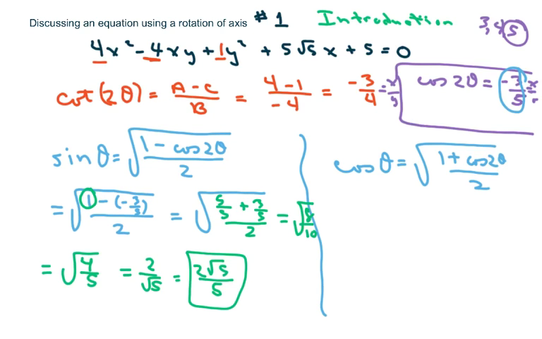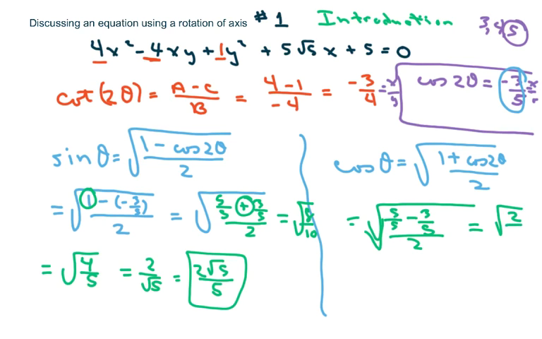And for this one, it's the same thing, but we're changing this to a negative. So I'm going to go ahead and just plug that in. It's going to be 5 over 5 minus 3 over 5 over 2. So this is going to equal 2 over 10, which equals the square root of 1 over 5, which equals the square root of 5 over 5.